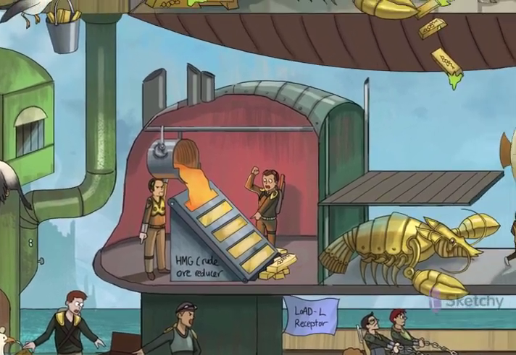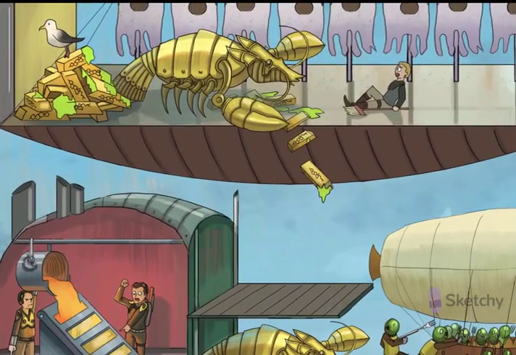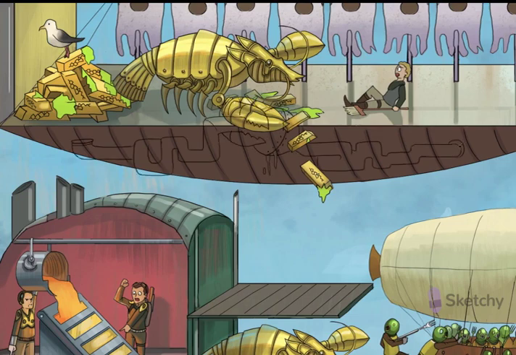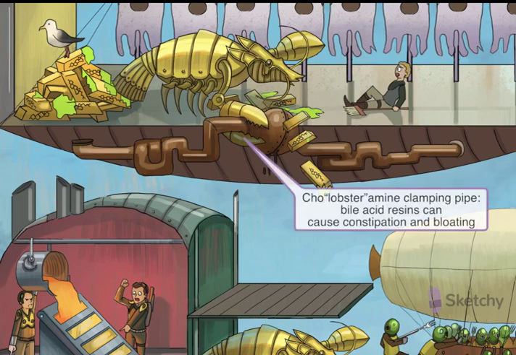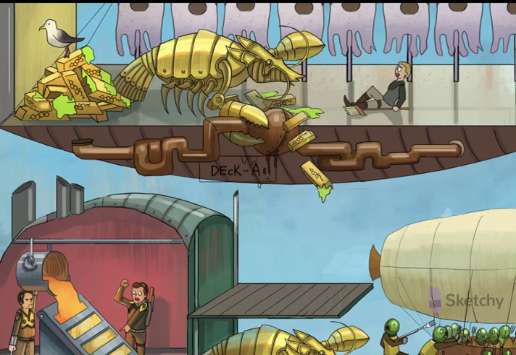The main side effects of bile acid resins are gastrointestinal upset, commonly presenting as constipation and bloating. Notice that we've made our colobstyramine lobster latching onto this intestinal pipe, impeding the flow. Therefore, resins should be avoided in patients with diverticulitis, for example. In patients who have pre-existing bowel disease or cholestasis, steatorrhea may occur from impaired fat absorption. This can lead to reduced absorption of fat-soluble vitamins as well.